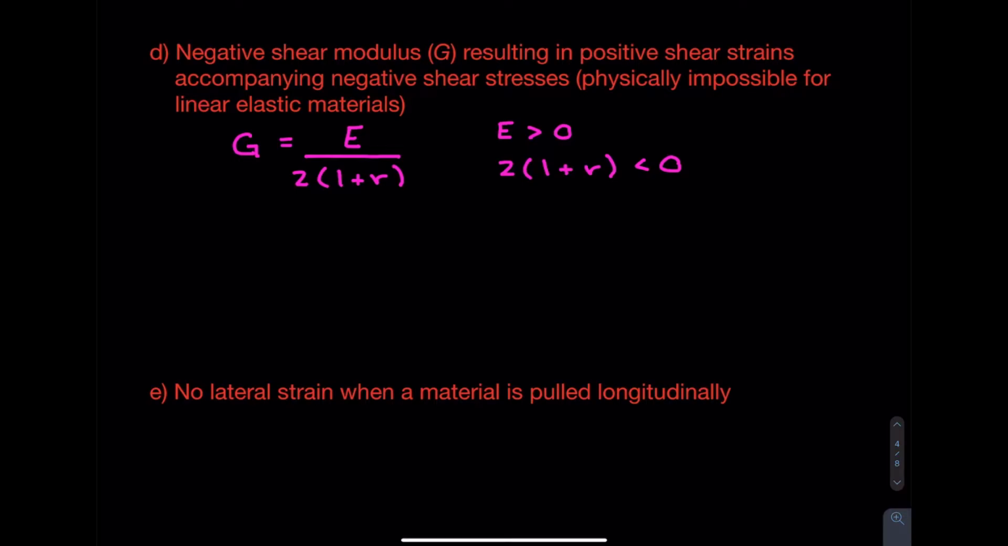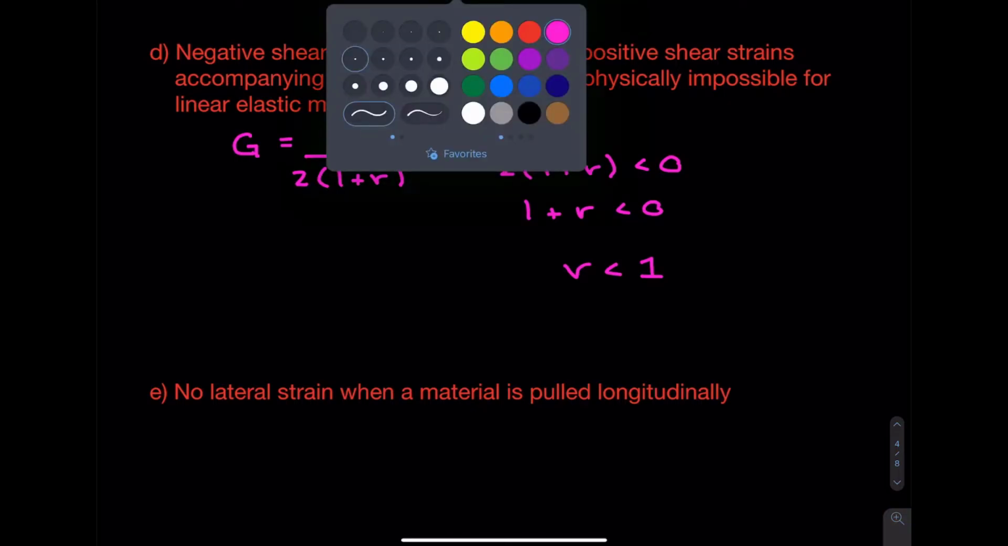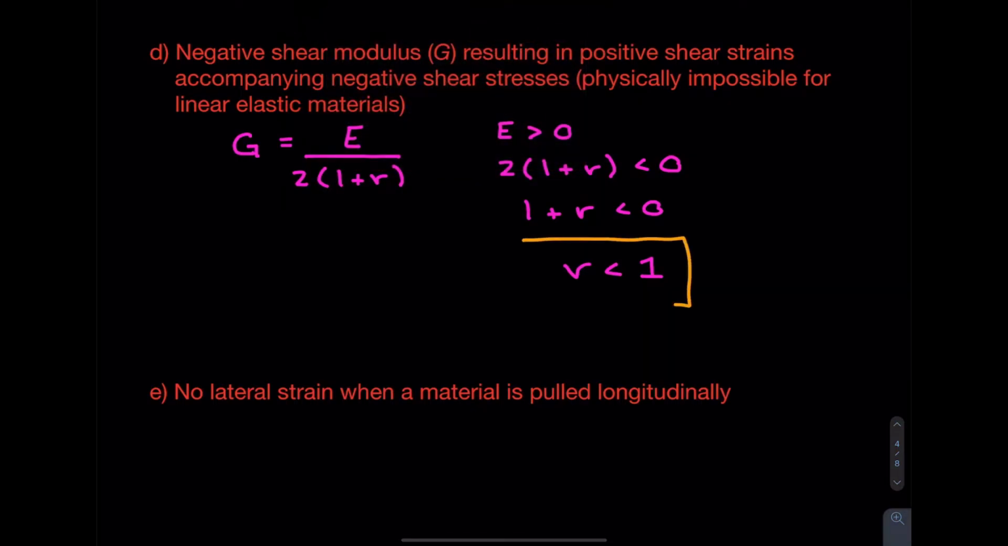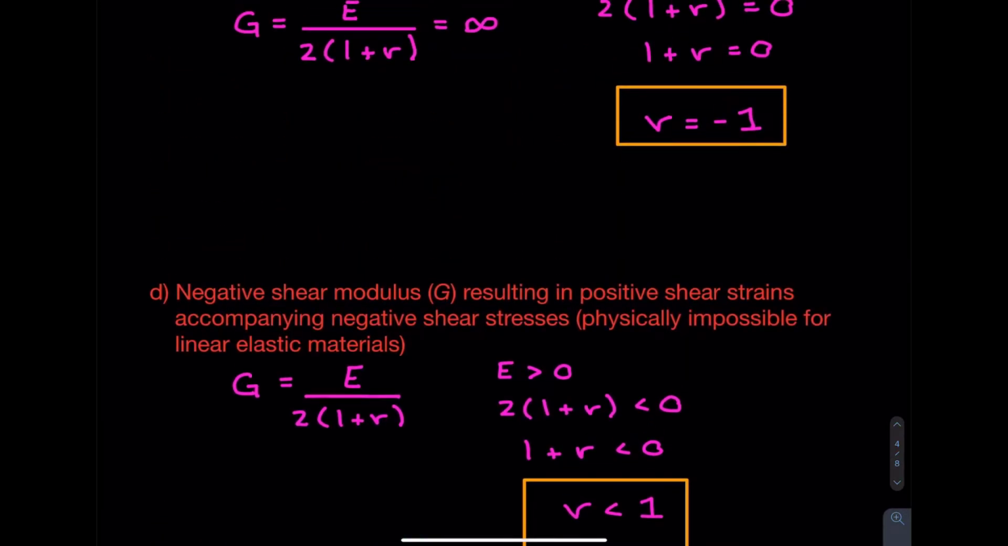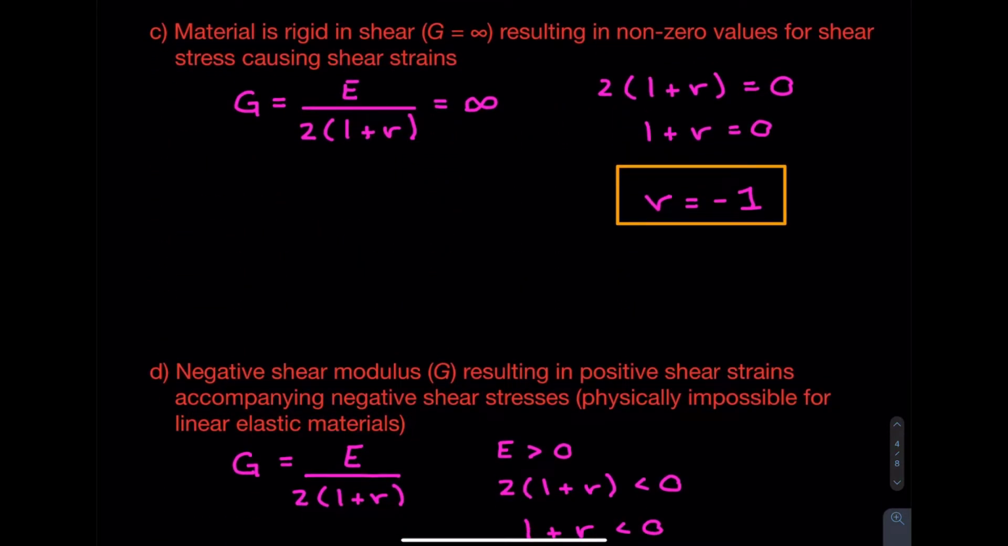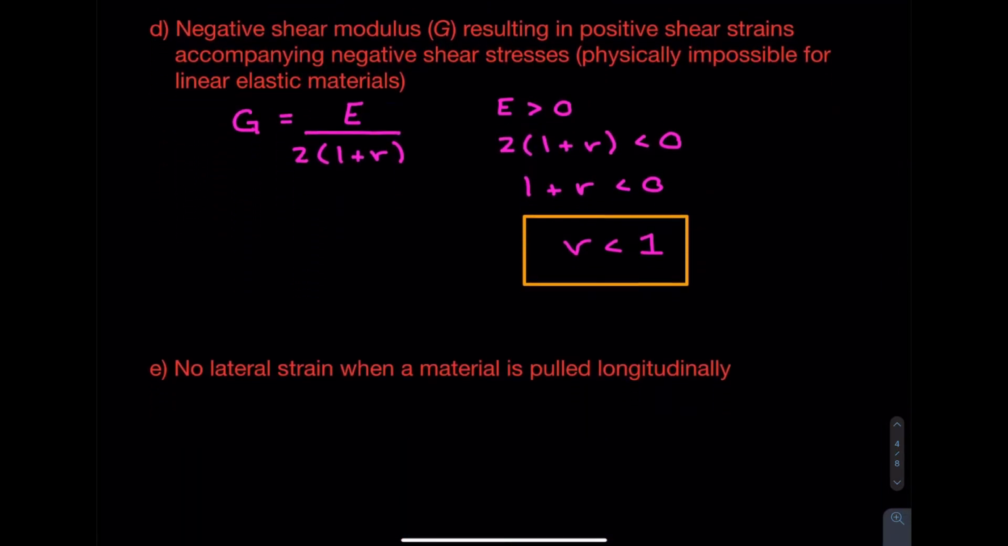How do I solve this? Well, I'm just going to throw 2 to the other side. It'll cancel out. Therefore, I get 1 plus V has to be less than 0, or V has to be less than -1 for this statement to hold true. So this comes from the limit that V cannot be less than or equal to -1, because if it's less than -1, we have positive shear strains for negative shear stresses. If it's equal to -1, then it's completely rigid in shear. Neither case really works.